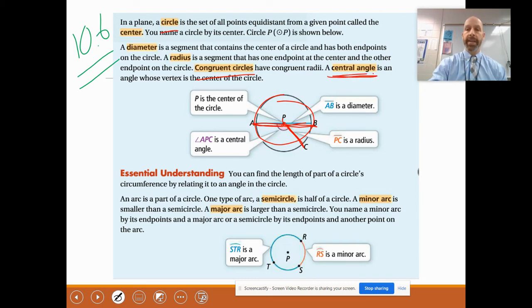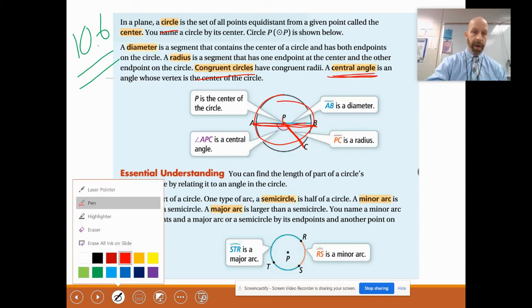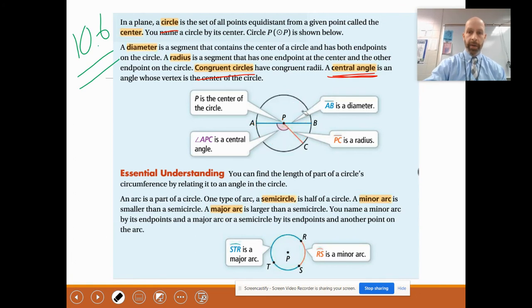And then there's this thing called a central angle. Let me erase what I've written in here for a second. A central angle just means this, like right here. This is a central angle. In other words, it's formed with the center of the circle. So angle APC is a central angle. Those are things you've probably already learned back in middle school. By the way, this is the notation for circle. We would call this circle P.